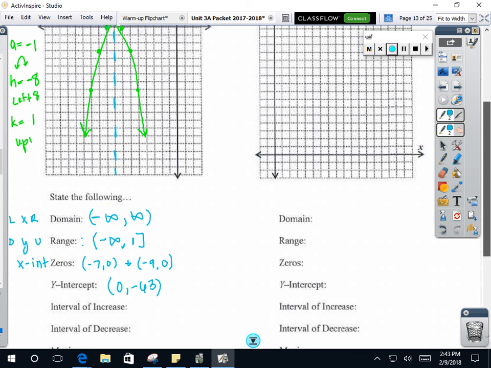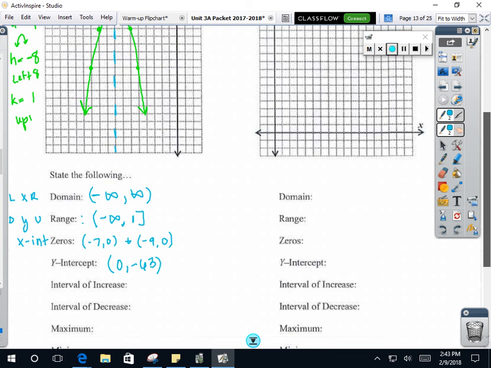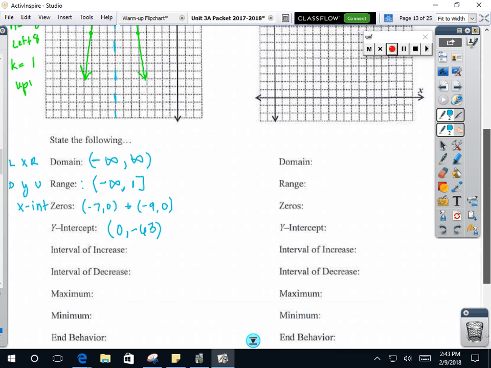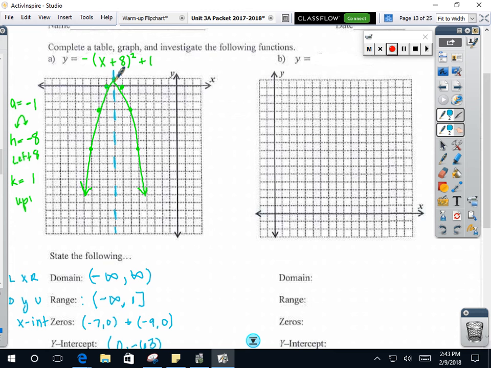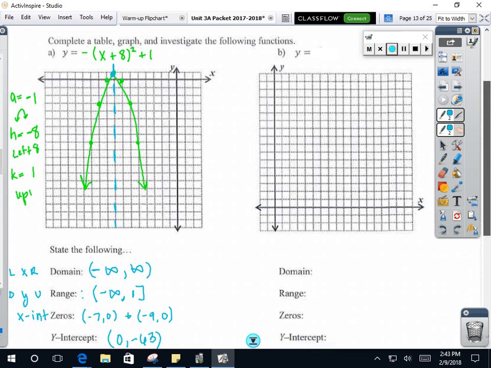Okay, we're not going to talk about interval of increase or decrease today because that's also new and I don't want to overwhelm you. Max and min or not. What is the maximum point on this parabola? No, the maximum point, isn't the vertex the highest point on it? And where is that point located? Negative 8, positive 1.